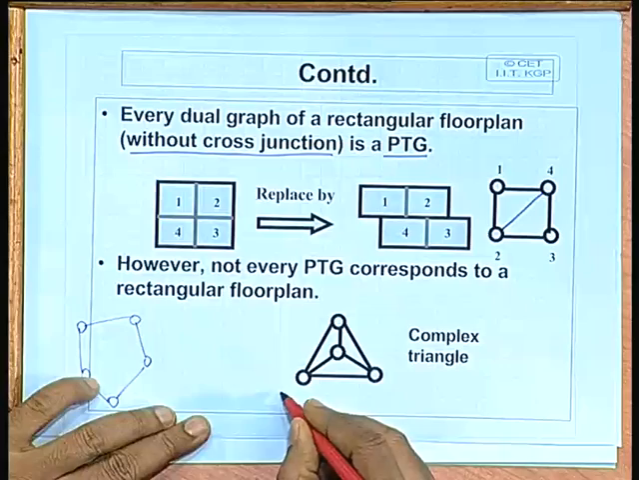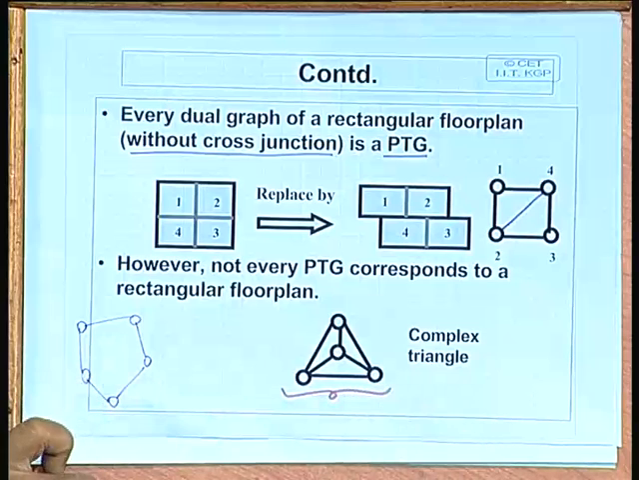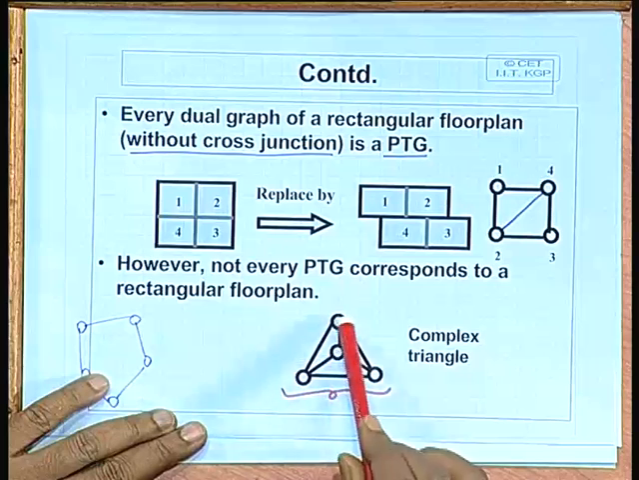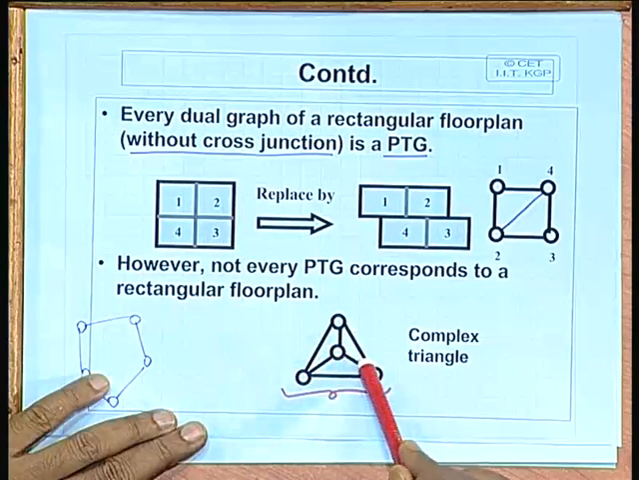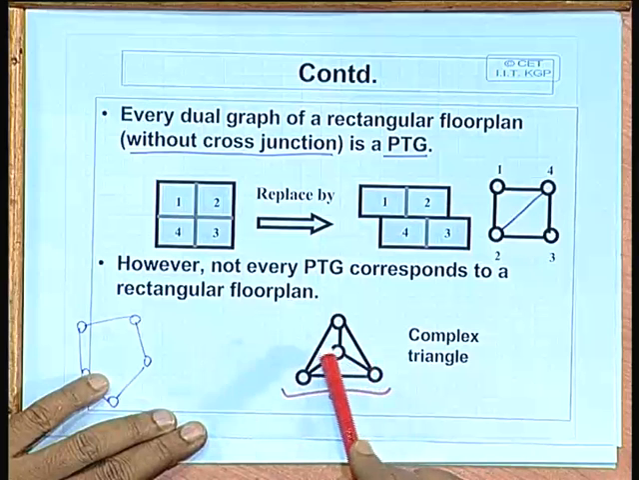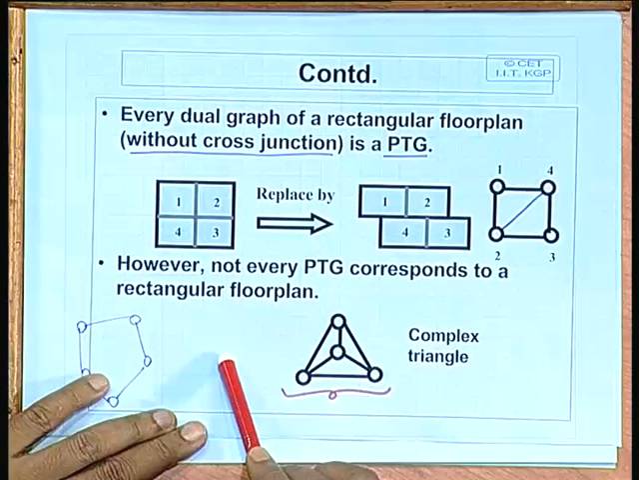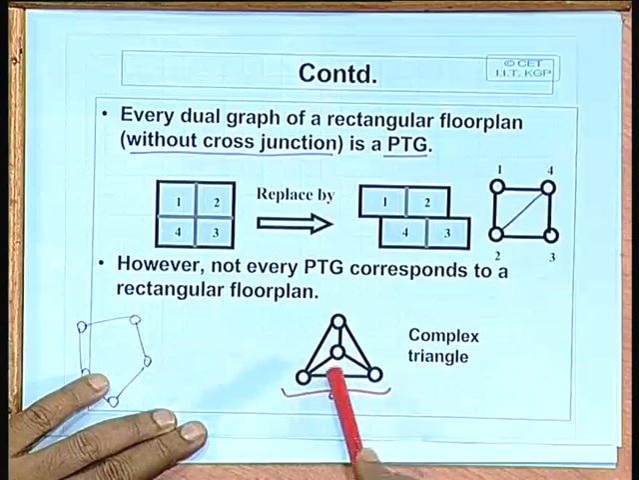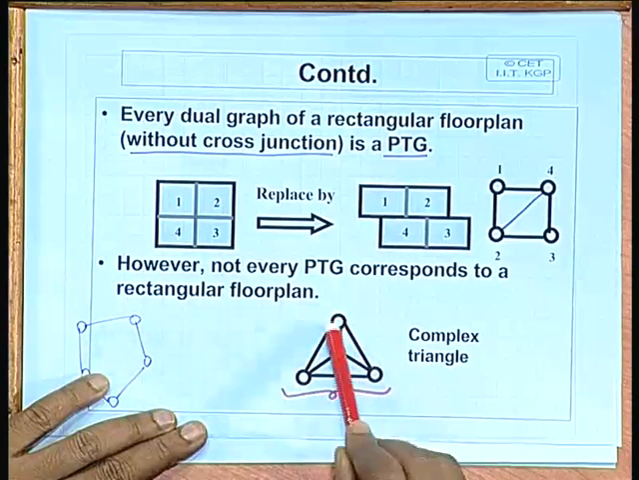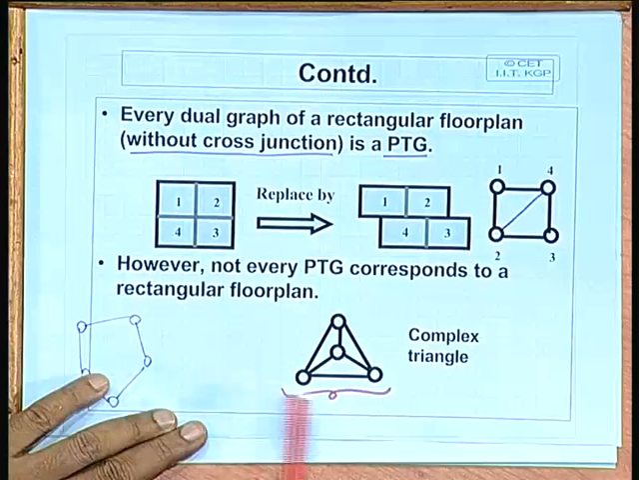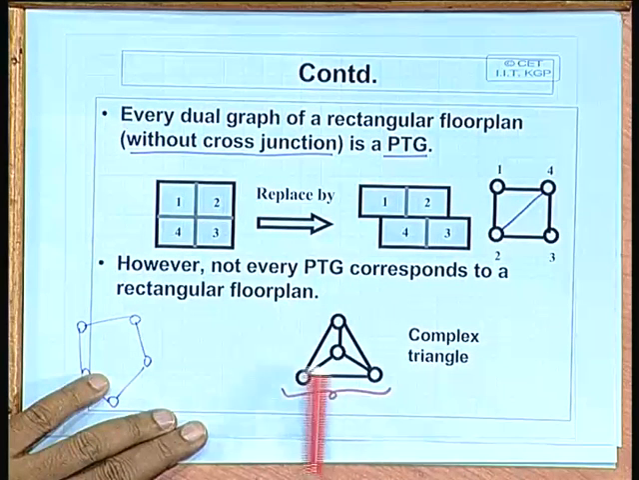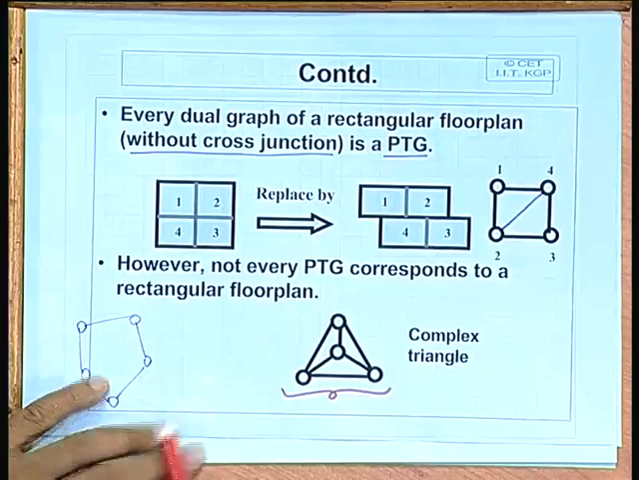Fine, but there are some exceptions. This is one exceptional structure that can occur in the graph. You can see this is a complete graph of 4 vertices. Here all the faces are triangles, but if you try to draw the corresponding rectangular floor plan, you will not be able to do that. There will be conflicts. This structure is called a complex triangle, and it does not correspond to a rectangular dual. You cannot construct the rectangular dual for this.